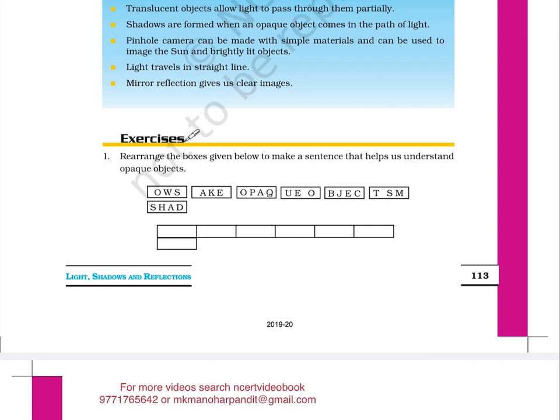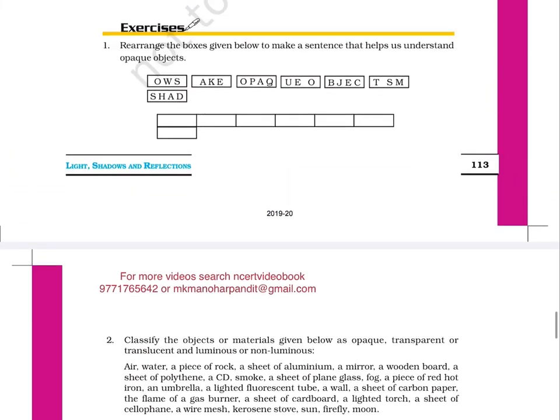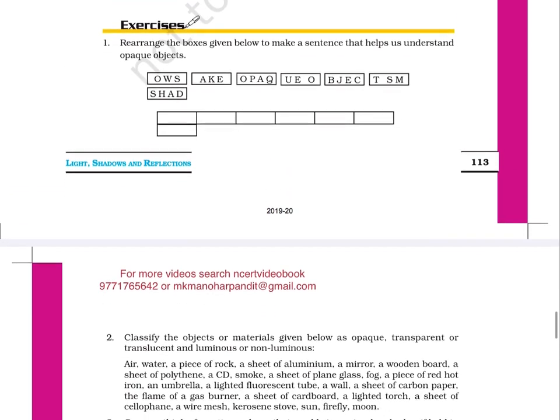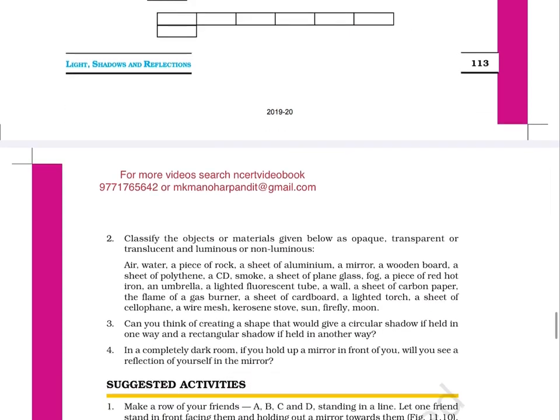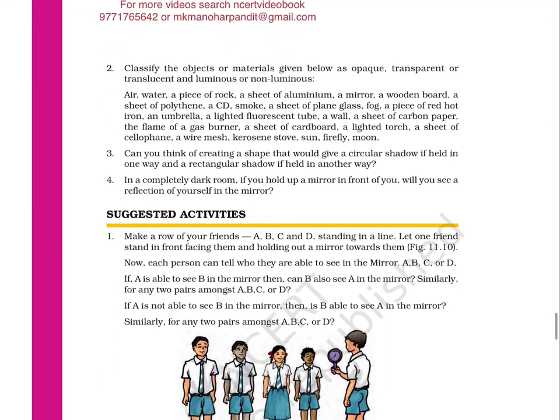In fifth box, BJEC alphabets are written. In sixth box, TSM alphabets are written. In seventh box, SHAD alphabets are written. Now, rearrange these boxes to make a complete sentence. Page 114. 2.